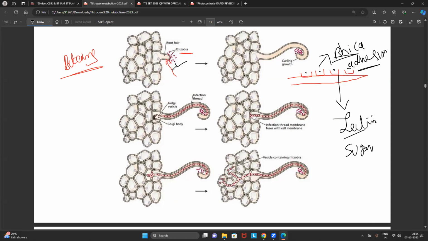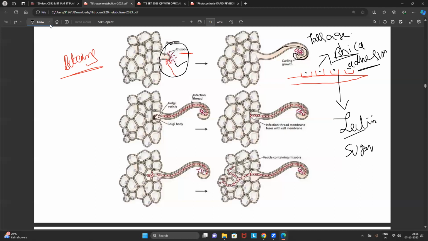Now look into this beautiful picture. The moment bacteria got attached, what's happening? You only look into that. Bacteria immediately cause curling of the root hair. Now the question is very clear. Why do they have to curl the root hair? Without curling, they can't enter inside very easily. So they want to make a passage. They want to make a way in order to enter inside. That's why they cause curling of the root hair.